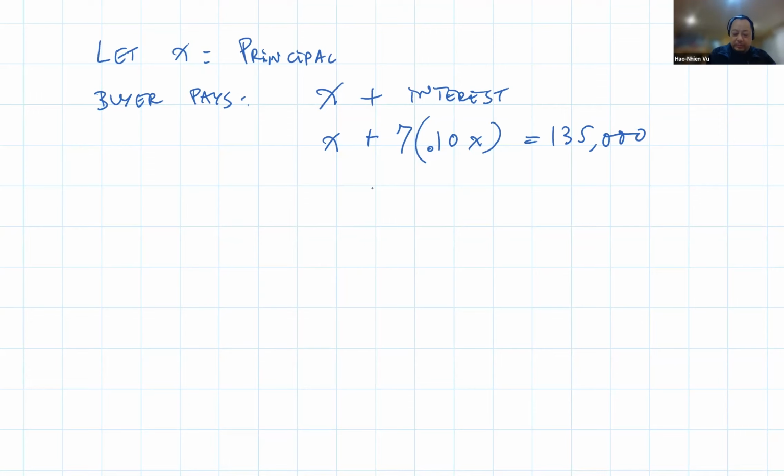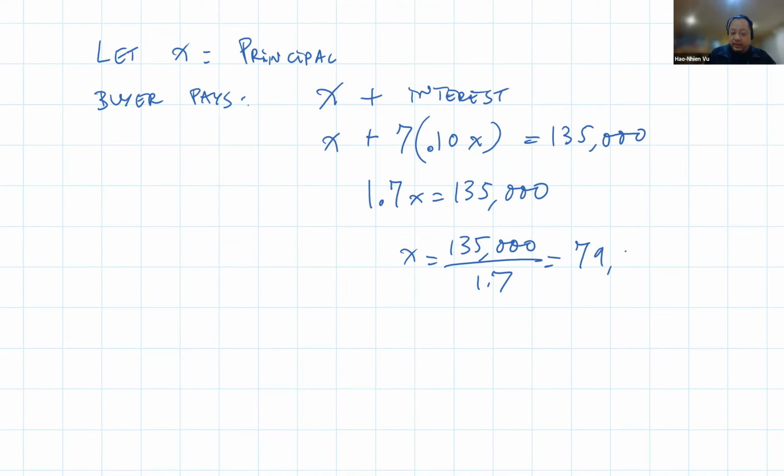Work this out and simplify, you get 1.7x is equal to 135,000. And then x is 135 divided by 1.7, which is equal to 79,411.